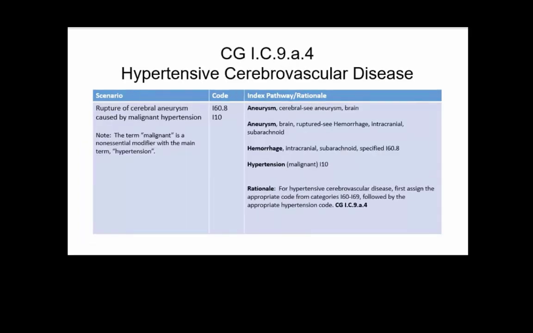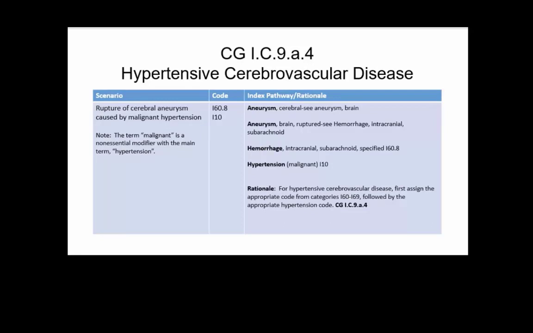The next guideline is hypertensive cerebrovascular disease. This is when you have things going on in the brain, the cerebro, the vascular system in the brain. This particular patient has a rupture of a cerebral aneurysm caused by malignant hypertension. If you look at the index at the term hypertension, malignant is just a non-essential modifier. It doesn't change the code. It just means it's hypertension. But this treatment is going to be directed at the aneurysm, and therefore it would be your principal diagnosis.